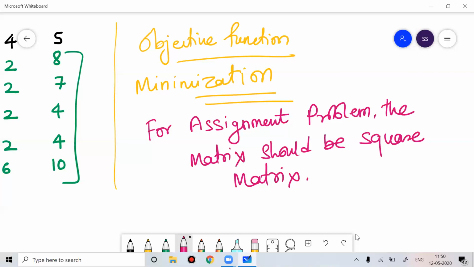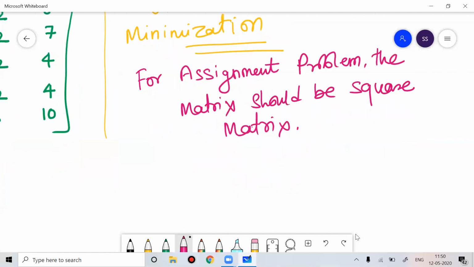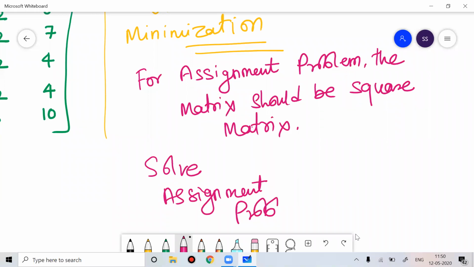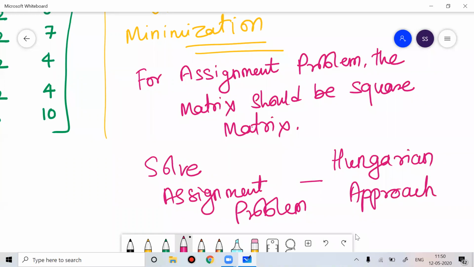Now, the method we use to solve the assignment problem is called the Hungarian approach. You can remember this name. By using the Hungarian approach, we can solve any assignment problem given to us. The method we follow to solve the given problem is called the Hungarian approach. So keep that in your mind.